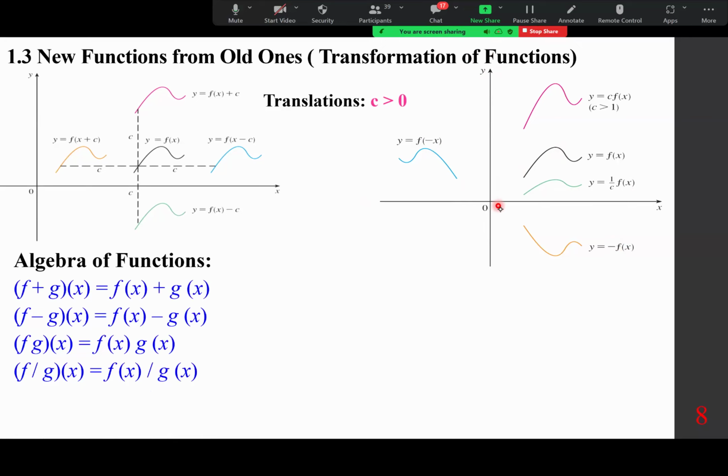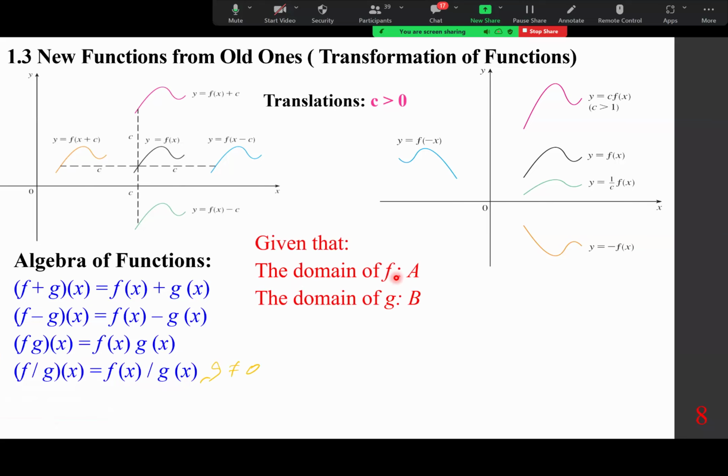Algebra of functions. f plus g of x means f of x plus g of x, f minus g of x is f of x minus g of x, f g of x is f of x times g of x, and f over g is f of x over g of x. This one has always been a problem in class. Anytime you're dealing with a fraction, the denominator can't be 0. Okay, so the assumption is everybody knows, obviously g can't be 0. So that's a given fact.